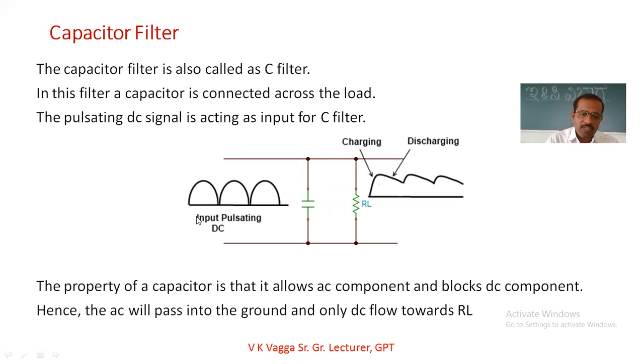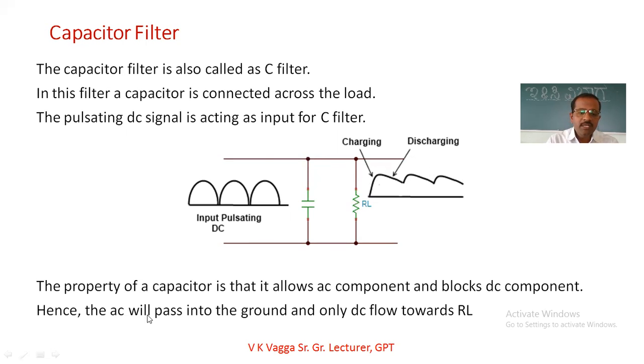So, for that purpose, if you apply the pulsating DC signal to the filter, it is going to appear at this point. As the capacitor allows only AC, the AC signal will flow into the capacitor, and after that it will flow into the ground here. But at this point only the DC remains, and it is going to appear across the load, so that you can get the DC signal here. Understood? It's very easy.